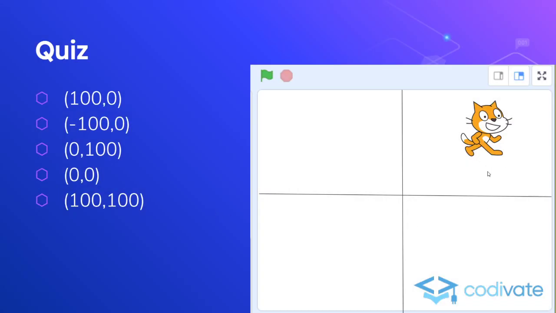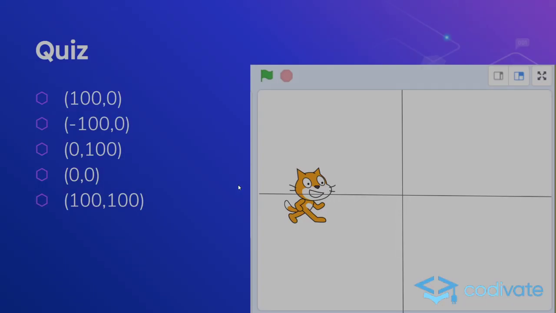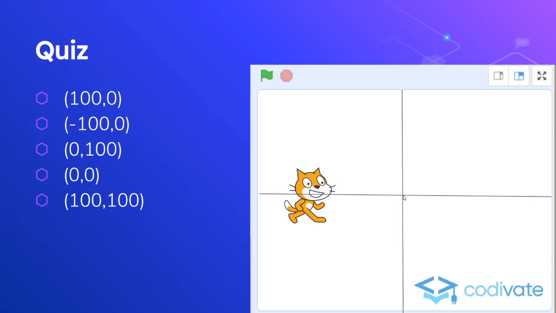This one is a little tricky. The cat has to go 100 to the right, and then 100 up, so both of them are 100, so it is 100, 100. This one, the cat is the same as the one where the cat moved to the right, but instead it's moving to the left. So instead of 100, 0, it's negative 100, 0.